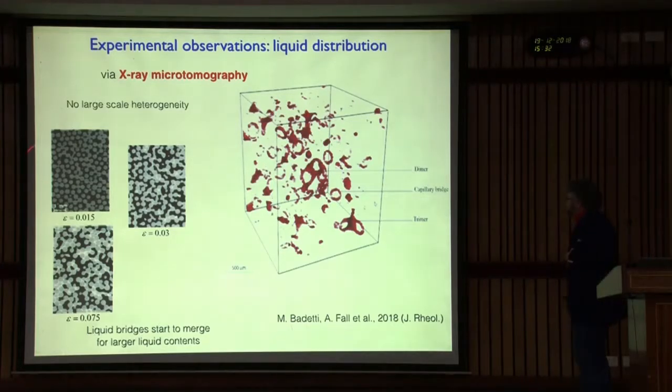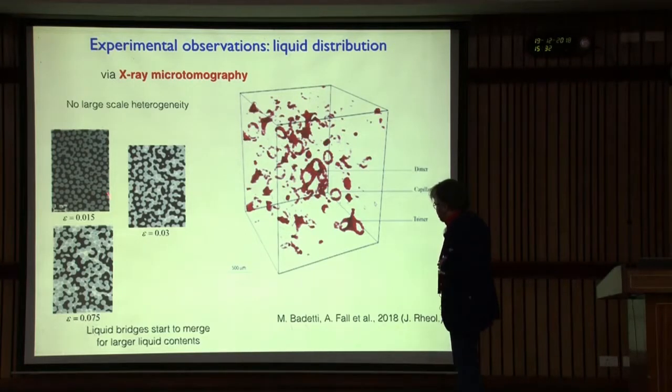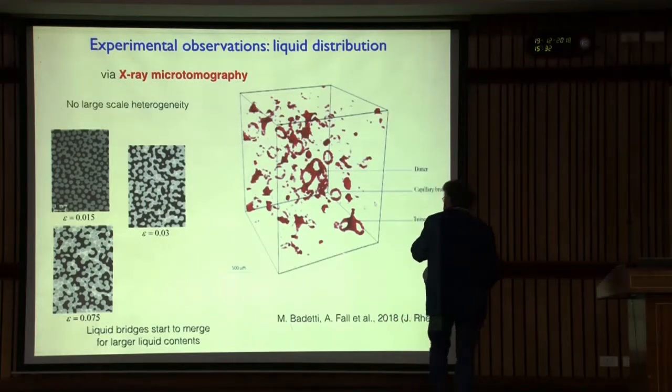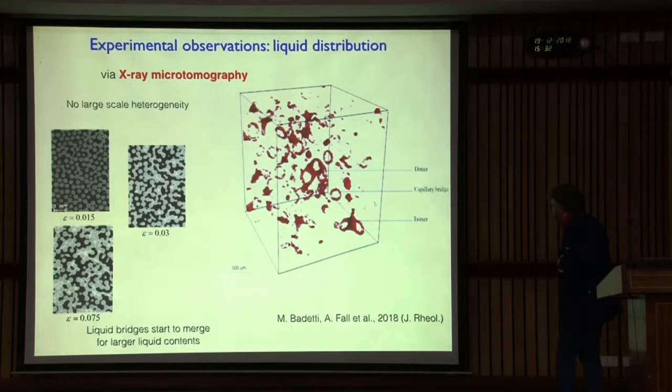Moreover, experimentally, we can access the microstructure through X-ray microtomography, and these are cuts through the samples. So we see first that there is no large-scale heterogeneity, and furthermore, we can see the local conformation of the liquid. So this is one liquid bridge here. These are three liquid bridges, one, two, three, that start to merge. So we are going a little bit out of the pendular regime here.